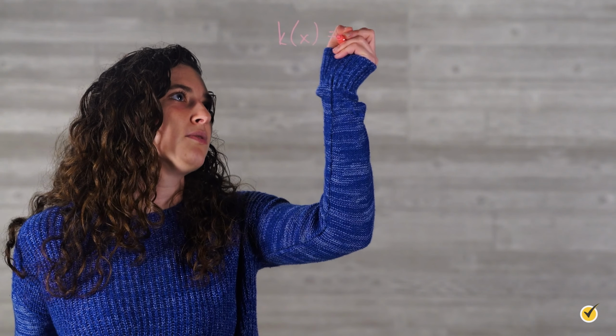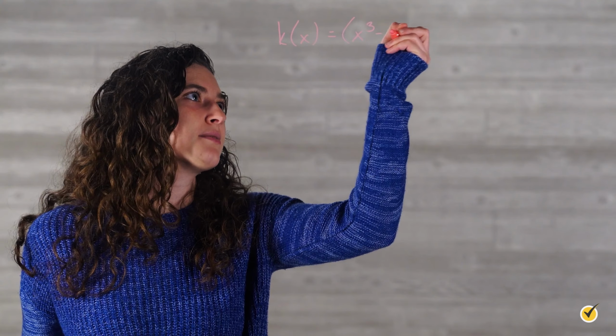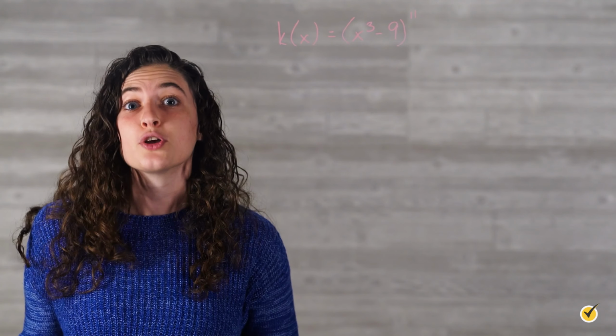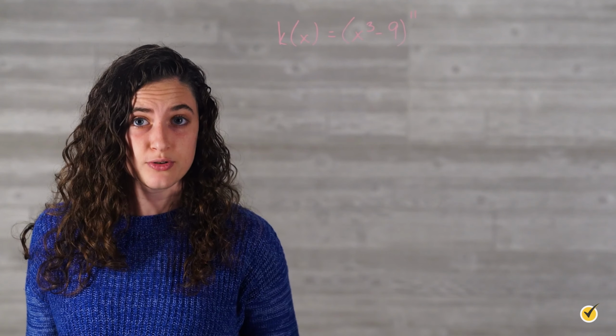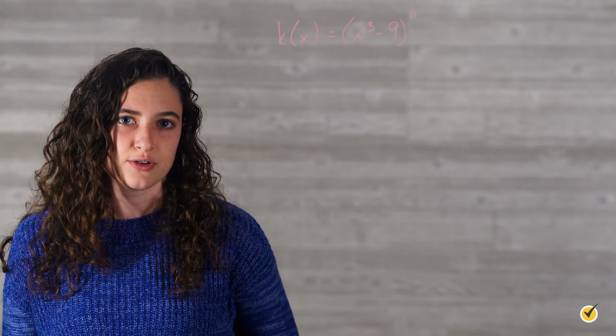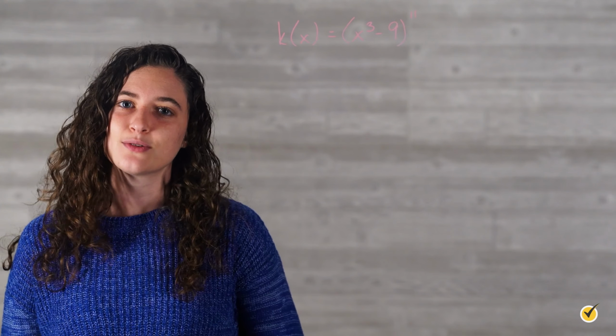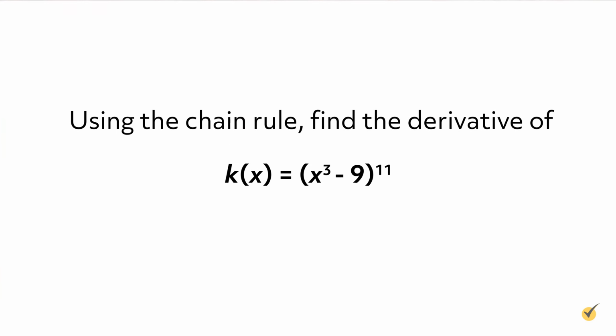Using the chain rule, find the derivative of k of x is equal to (x cubed minus 9) to the 11th power. Remember, you'll need to handle the outer function's derivative first, then the inner function's derivative. Pause the video now to work out the answer yourself. Then we'll discuss the solution together.